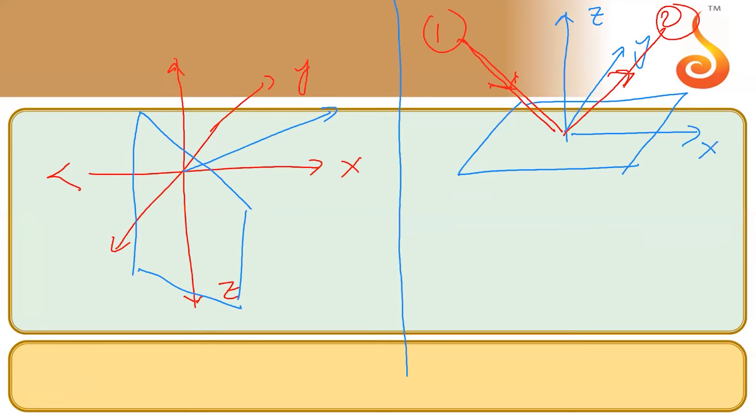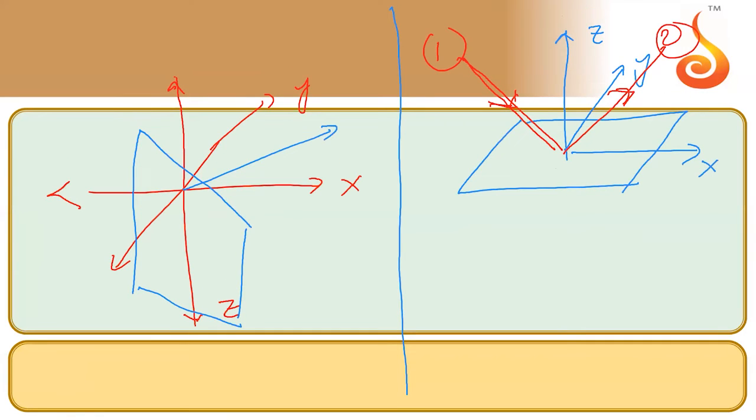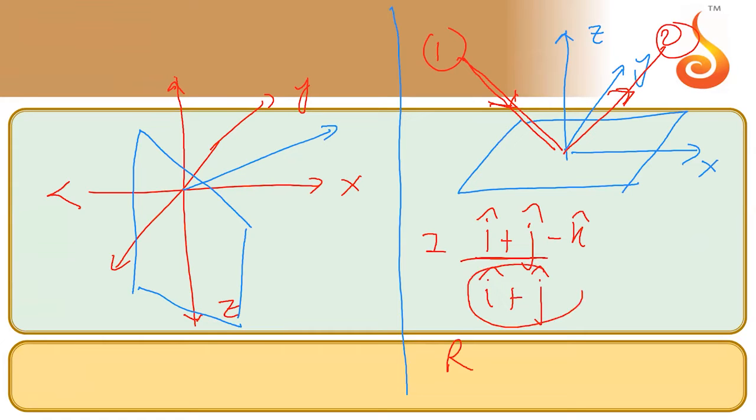Which way was my incident vector coming? It was given to me as i cap plus j cap minus k cap. Which way was the normal coming to me? I cap plus j cap. My dear friends, do you all agree with me that when I go from the incident direction to the reflected direction, the components along i cap and j cap will undergo a shift and k cap will remain unaltered, because the normal is along the i cap plus j cap direction.